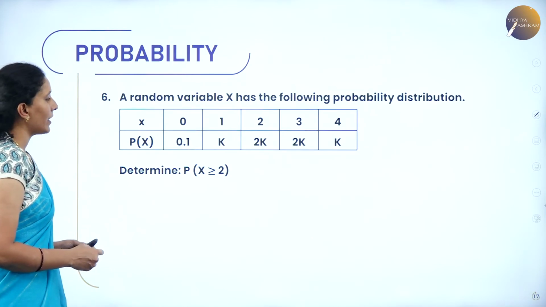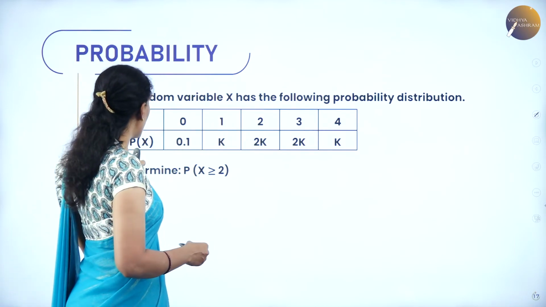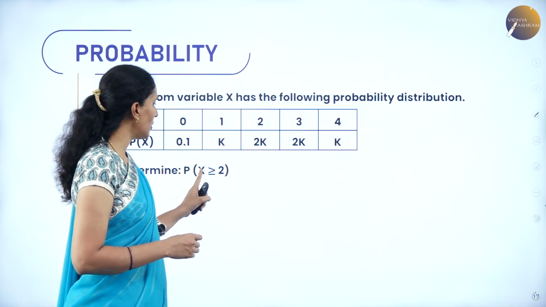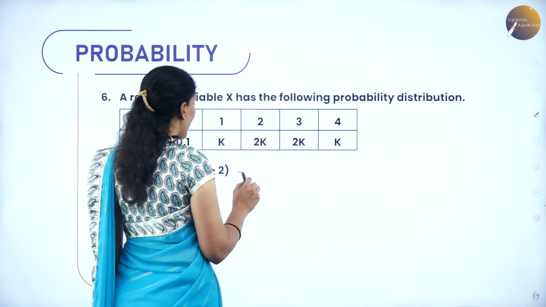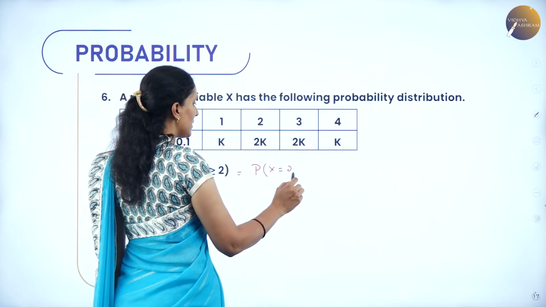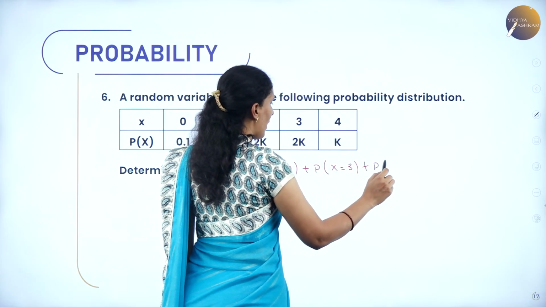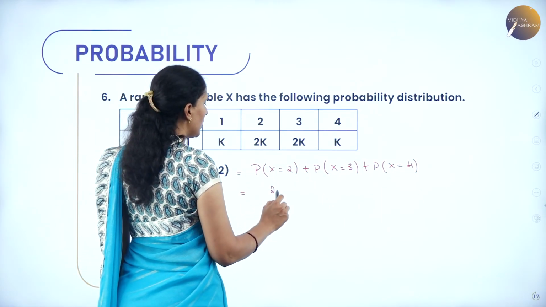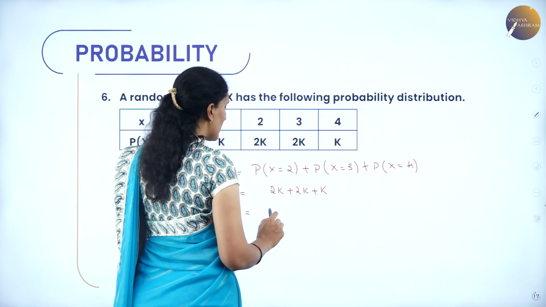Next, a random variable has the following probability distribution. The random variable and respective probability values are given here. We need to determine the probability for X greater than or equal to 2. That means I need to take the probability of X equal to 2 plus the probability of X equal to 3 plus the probability of X equal to 4. So what is the value we have here? 2K plus 2K plus K. So this is 5K.